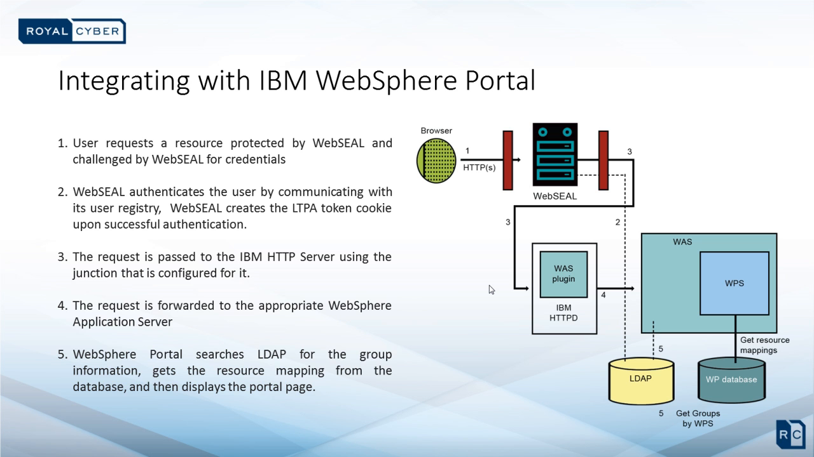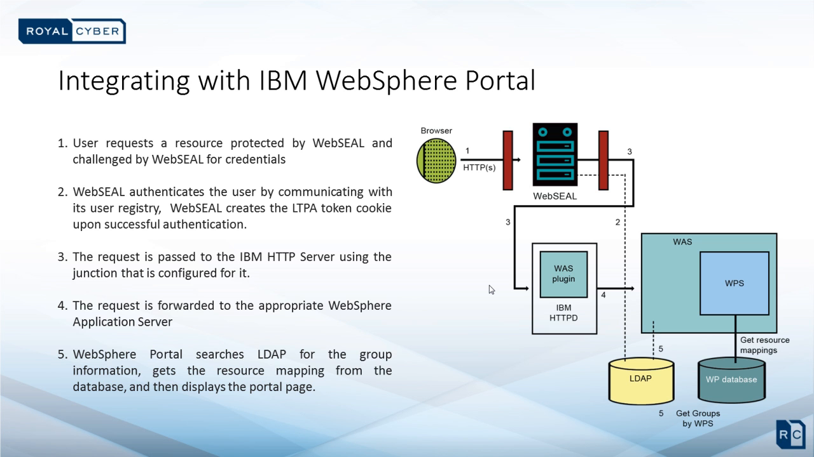Here is a brief process with the integration of IBM WebSphere Portal using LTPA keys. When the user requests a resource protected by WebSeal, the user is challenged by WebSeal for credentials, and the user supplies them. WebSeal authenticates the user by communicating with its user registry. It also determines whether the user is authorized to open the requested URL or not. Upon successful authentication of the user, WebSeal creates the LTPA token cookie for the user session.